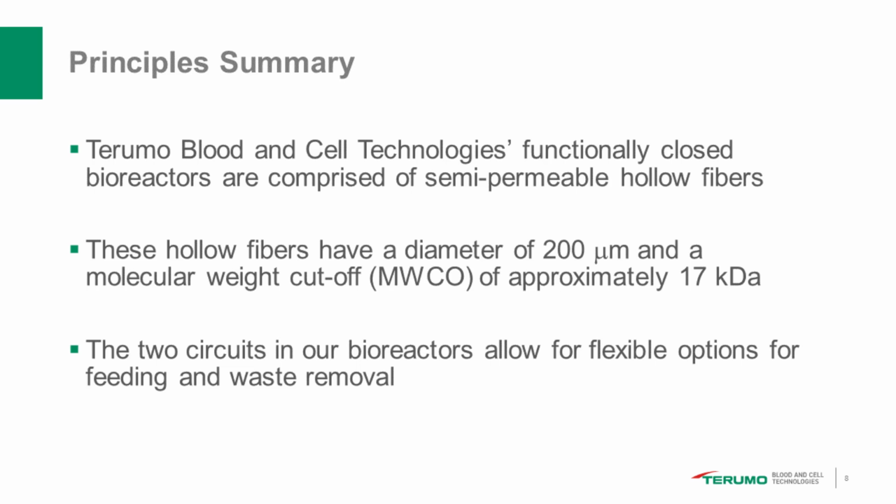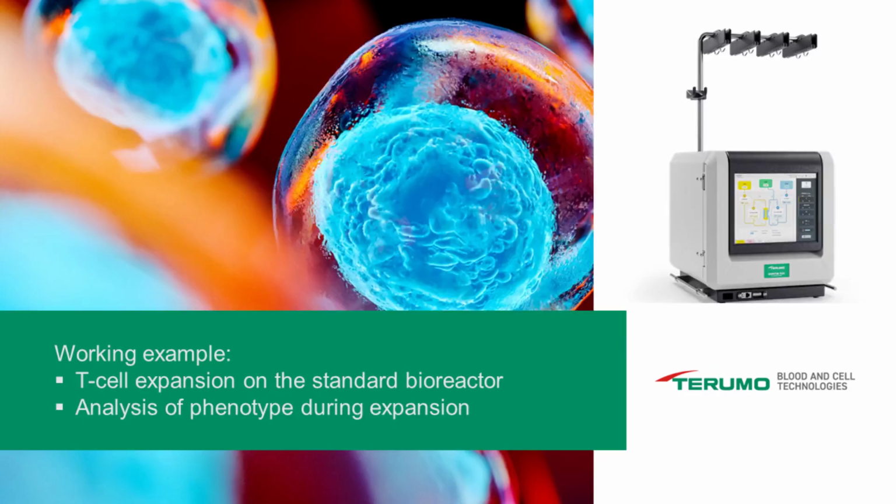So now we've gone through some of the principles of how hollow fiber bioreactors work. I'd like to give you a working example of how those cells look on the platform. In this example, we're going to show you some data on T cell expansion using the standard bioreactor, that's 11,500 hollow fibers with 2.1 square meters. And throughout the data, I'm going to show you some analysis of the phenotype that we've generated.